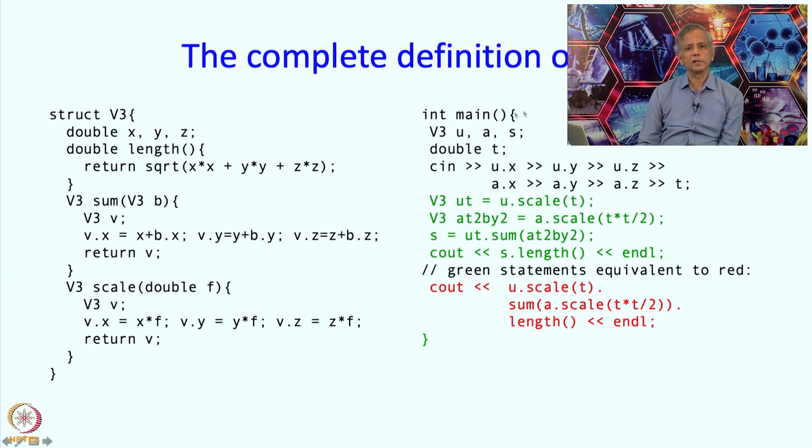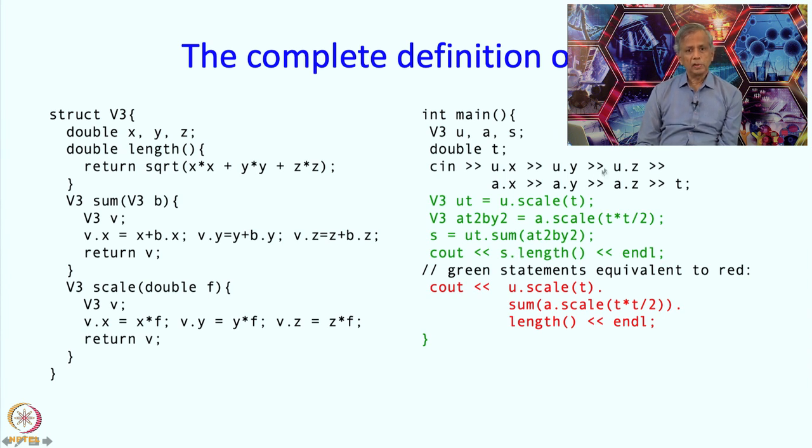How does it look in this function? Well, we wanted to calculate u times t, so that is scaling. The partial result we have put over here. Then we wanted to calculate a t squared, so that is a times scaling by t squared by 2. So, a dot scale of t squared by 2, and then we have to add up these two things. That is what is happening over here. Finally, we have to take the length of that sum, and that is happening over here.